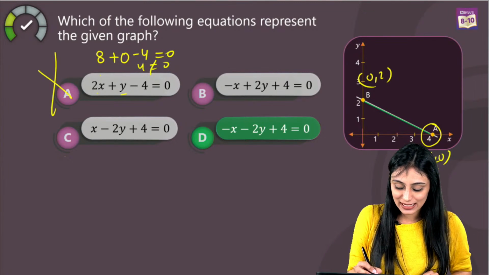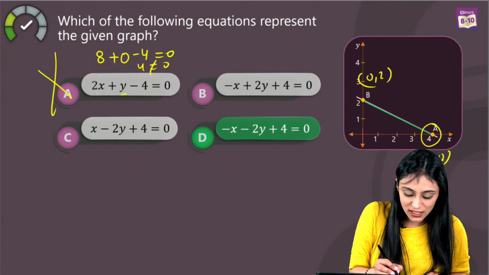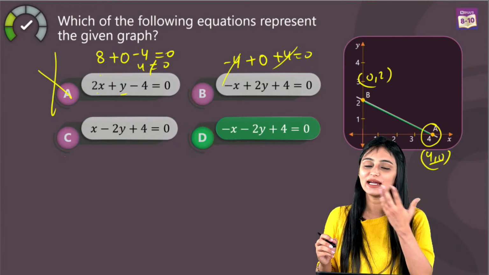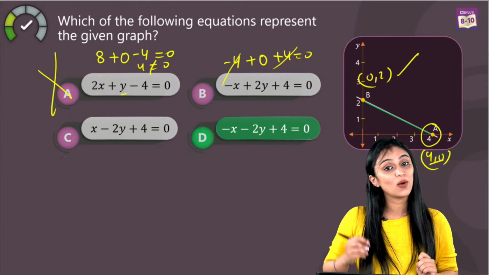In the next one we see it's (4, 0). Yes. So this is (4, 0). Let's put x as 4 over here. That's going to be minus 4. Y would become 0. Plus 4, yes, minus 4 plus 4 will get cancelled out. LHS is equal to RHS. But now we need to check the other point as well.